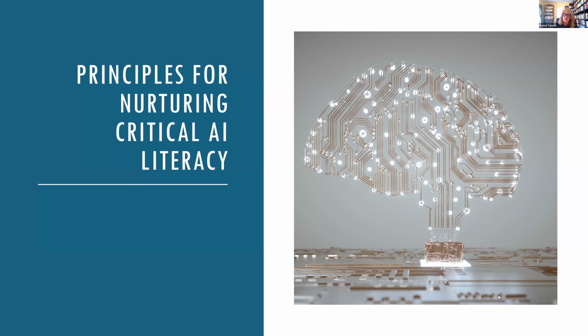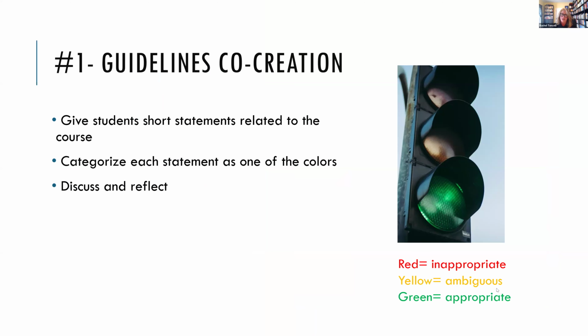So now that we've established a definition and we thought about some of the ethical issues relating to critical AI literacy, we want to focus on what we think are three main principles for nurturing that literacy. So the first of these is the co-creation of AI guidelines that I mentioned to you a few moments ago. So rather than mandating these are the rules and I'm going to police the rules around AI use in your classes, we suggest that you collaborate with your students to decide what those rules are.